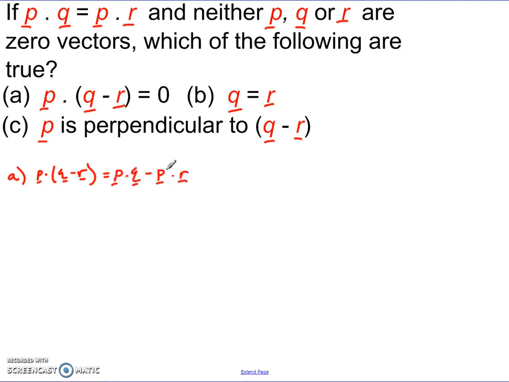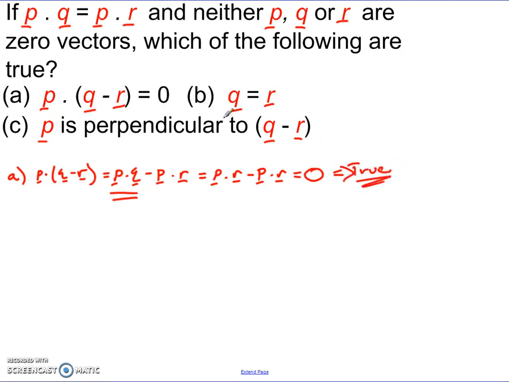Now, two different sets of vectors. How can we do that? Well, let's look back at the question. We know that p dot q equals p dot r. So I can substitute in here, and I can say, well, that's the equivalent then of doing p dot r take away p dot r. So it's the same thing, subtracting from each other, so it's 0. This one's true. So question A is true.